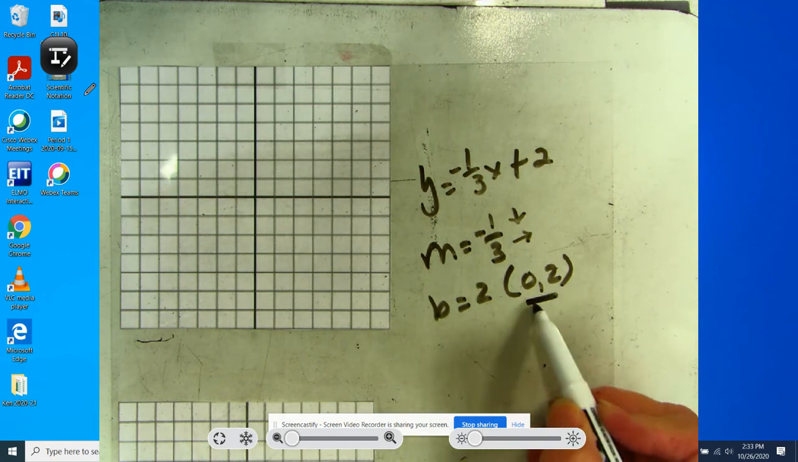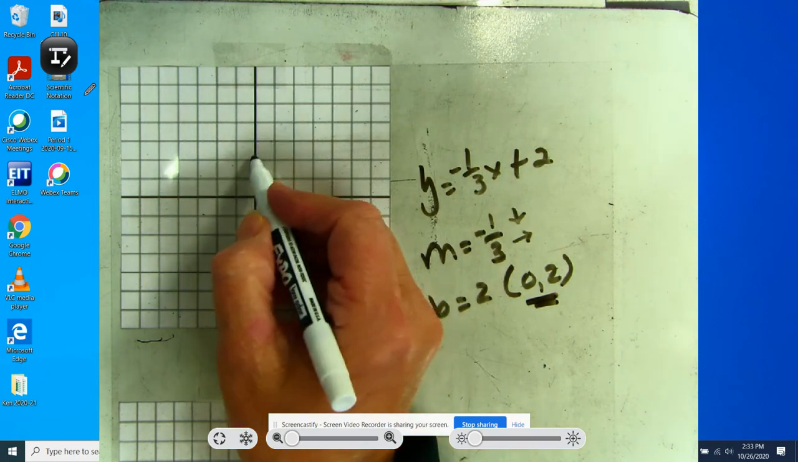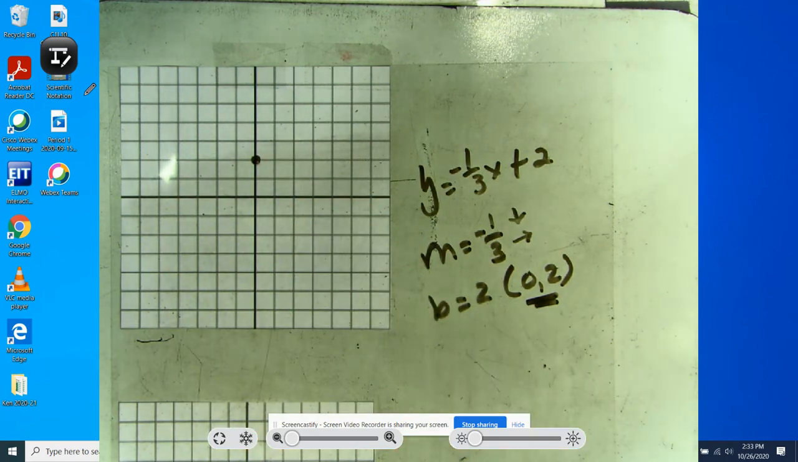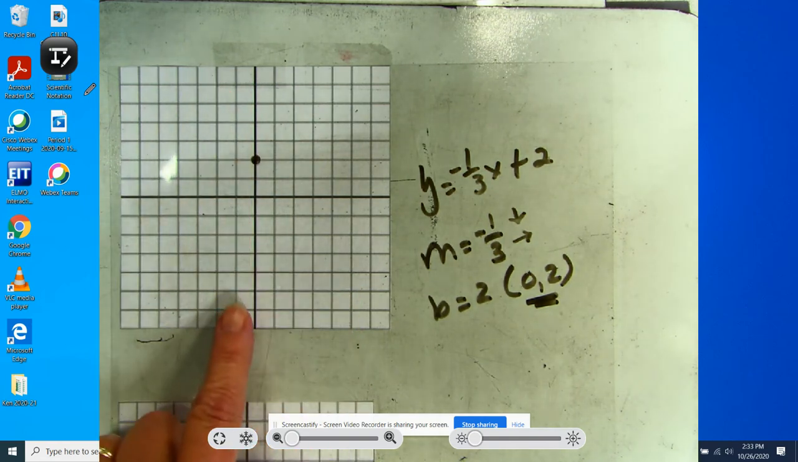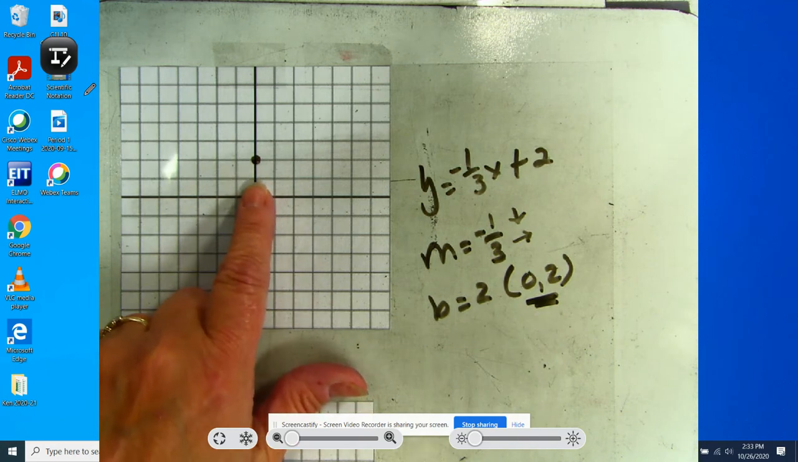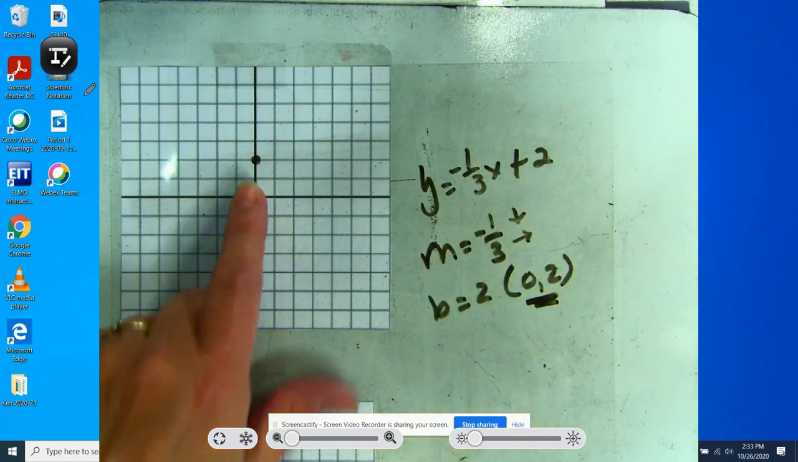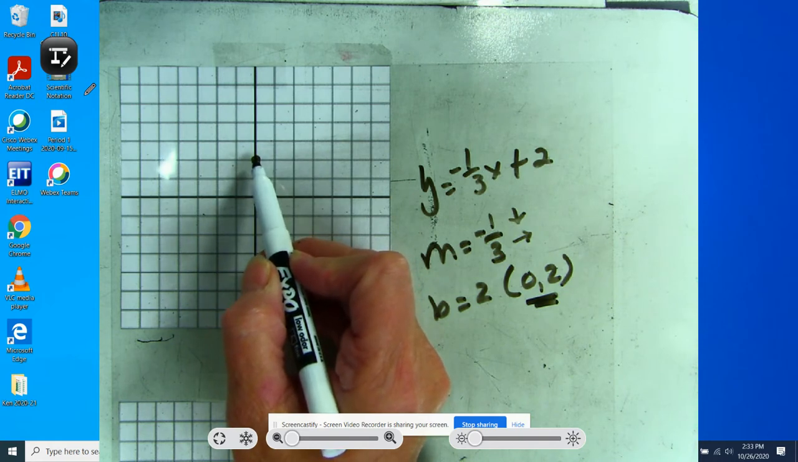We start here, over 0, up 2. Y is 2, x is always 0 because x is 0 on the y-axis. And this is the y-intercept. It's where it crosses the y-axis at 0, 2. We're then going to put our pencil back here on this, and we are going to follow directions.